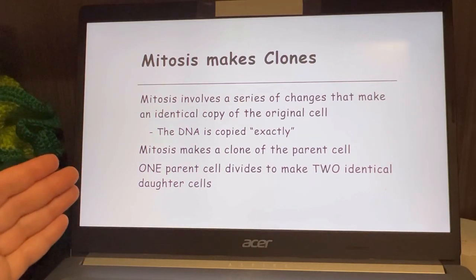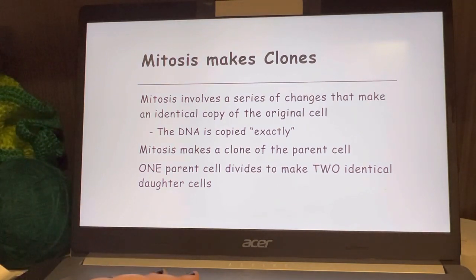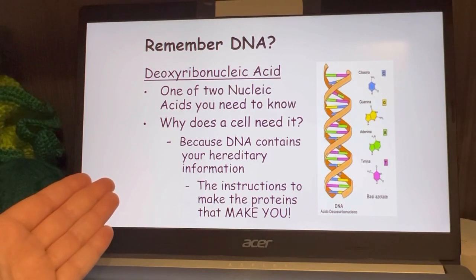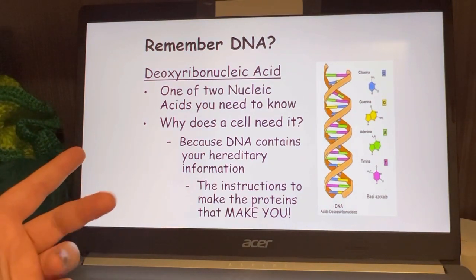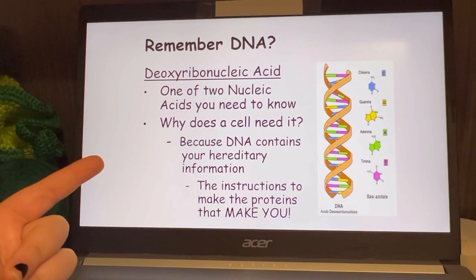So mitosis makes a clone of the parent cell. One parent cell divides and makes two identical daughter cells. Now, going back to DNA, one of the two nucleic acids you need to know. Why does your cell need it? Because DNA contains your hereditary information.